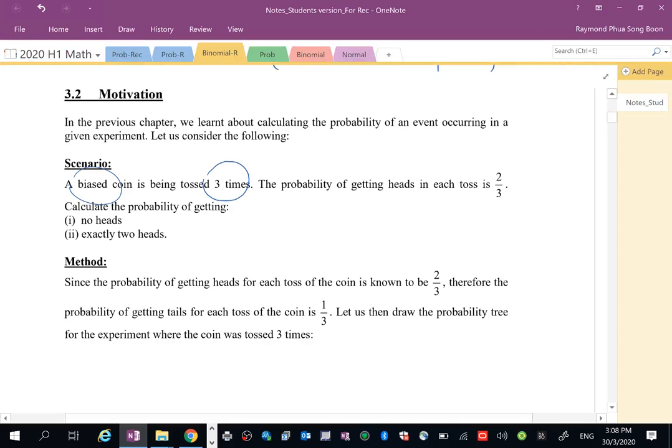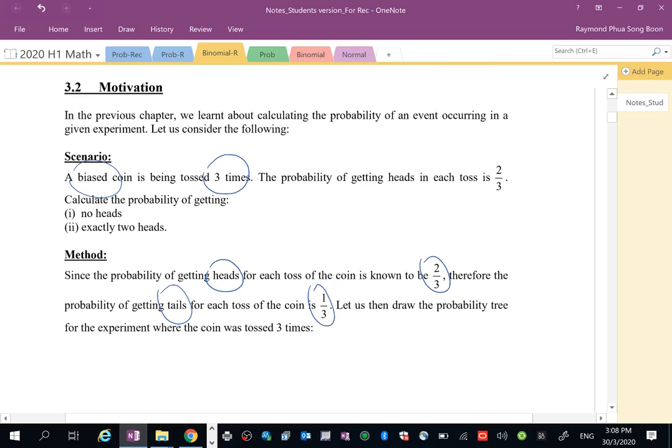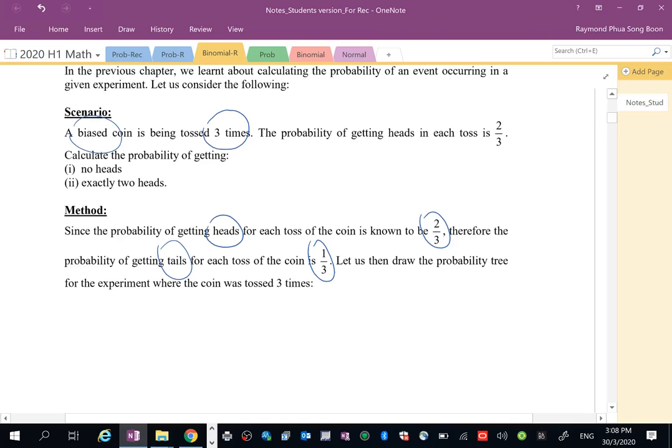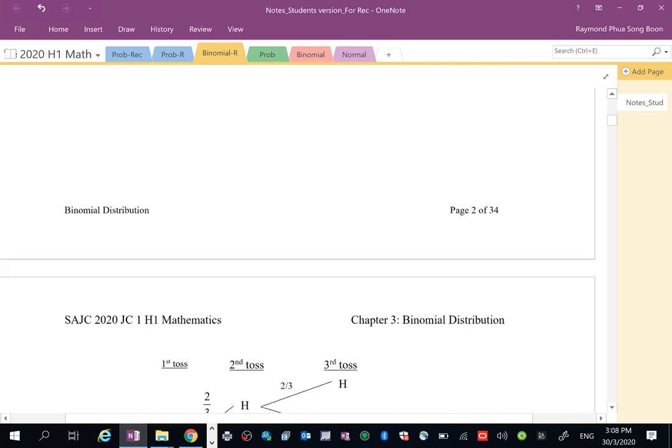So because in each toss of the coin, you either get a head or a tail, the probability of getting tail will then be 1 minus 2/3, which is 1/3. So let's draw a tree diagram to represent all the possible outcomes of this experiment.